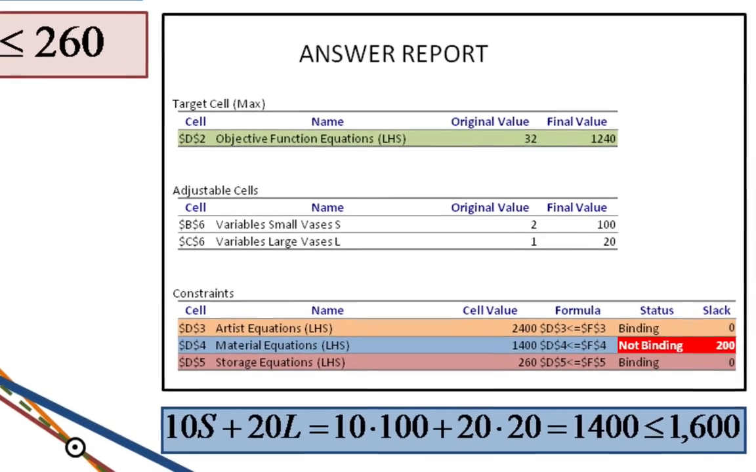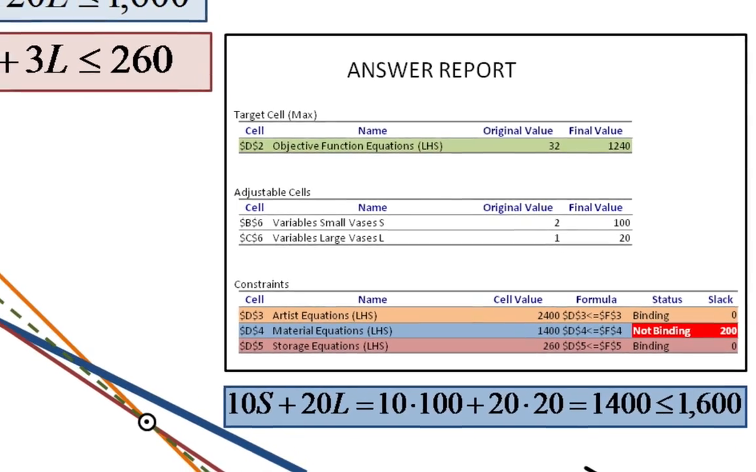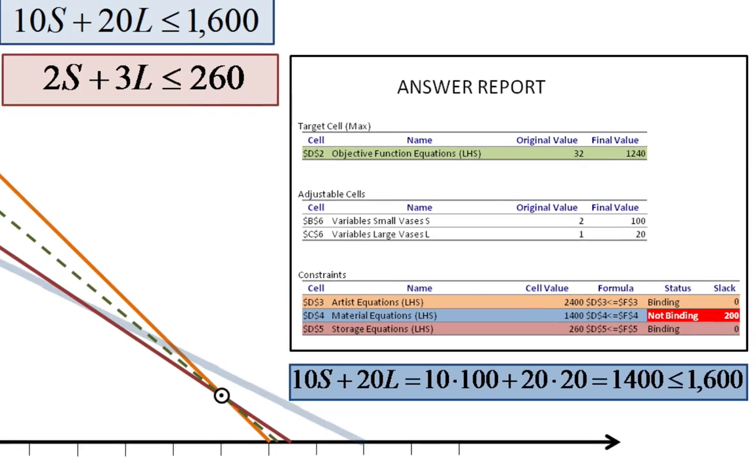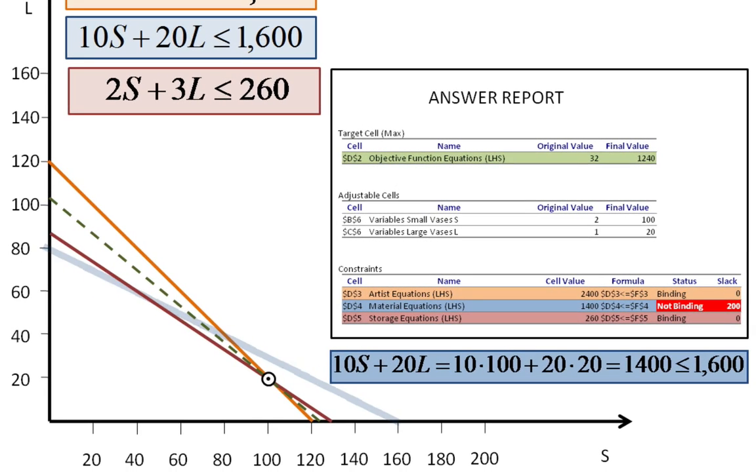In the graphical solution, we again can see that the constraint is not binding because the constraint does not go through the optimal solution. There is some slack. However, it is more difficult to see on the graphical solution how much that slack is. In the answer report, we can immediately see that the slack is 200.